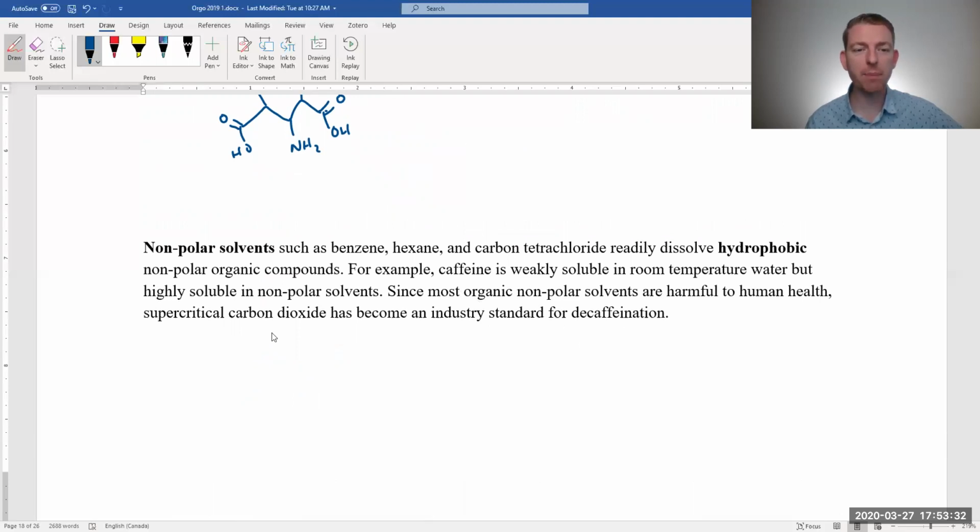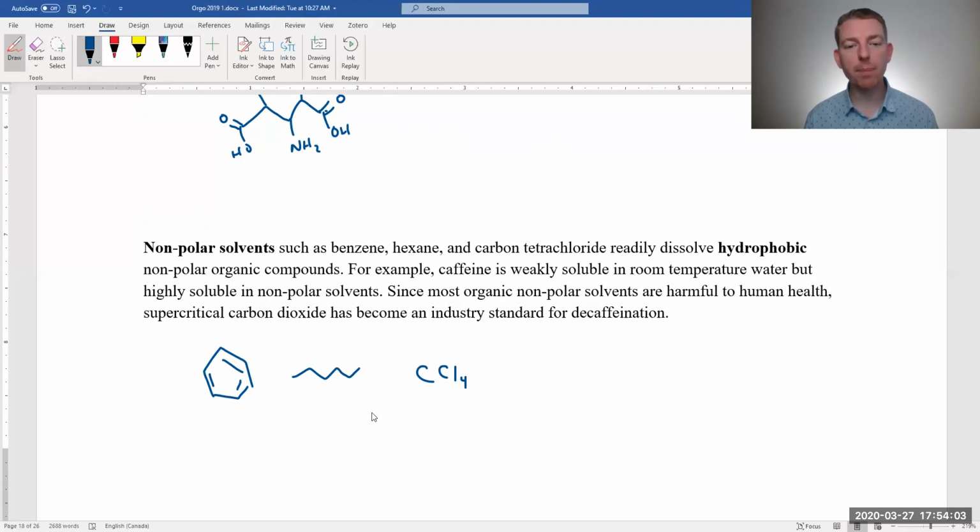Now we'd need to switch to something like, say, a benzene or just a hexane. Okay, we'll do the benzene here. Hexane, 1, 2, 3, 4, 5, 6, right? Carbon tetrachloride, so that's CCl4, quite toxic. So none of these have a dipole moment, so they don't really care if the molecule that's interacting with them has a dipole moment either. You're not breaking up any network, anything like that.